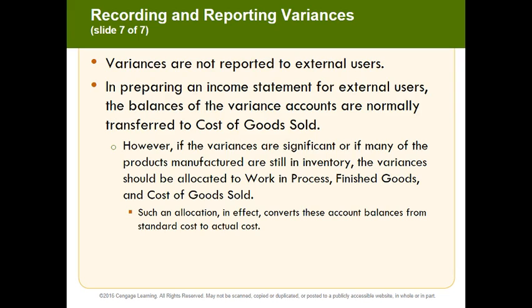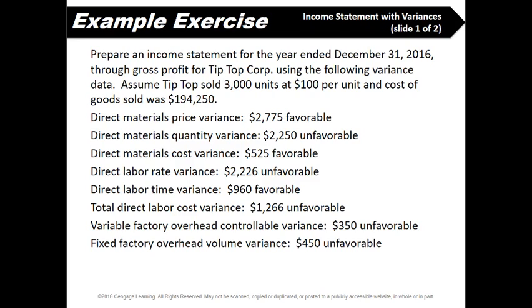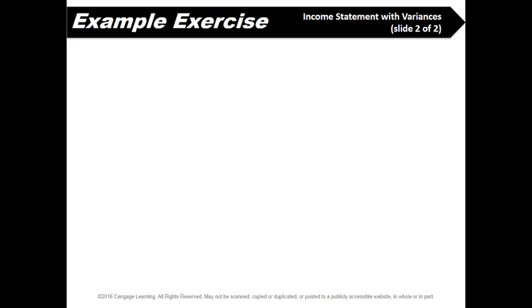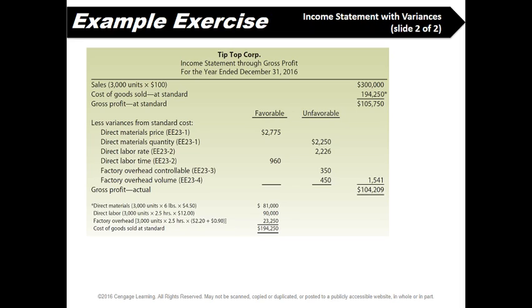This allocation is going to convert these account balances from standard cost to actual costs. I want you, after the end of this lesson, to go ahead and prepare this income statement with the variances. Here's the basic information. You can hit pause and create it now, or you can create it afterwards and then compare to the solution. This is a basic income statement through gross profit that's going to show the variances and how they break down.